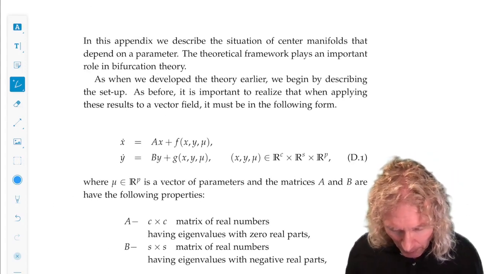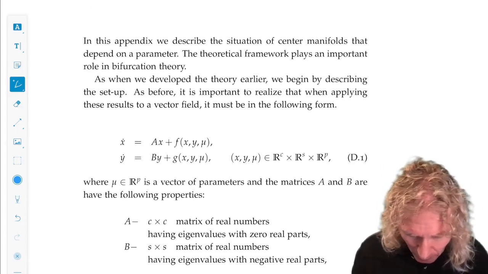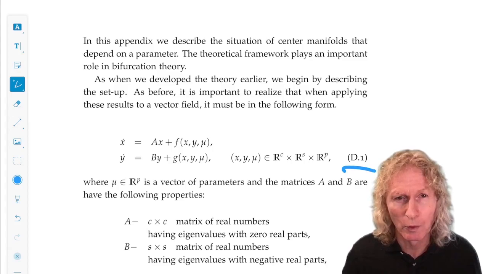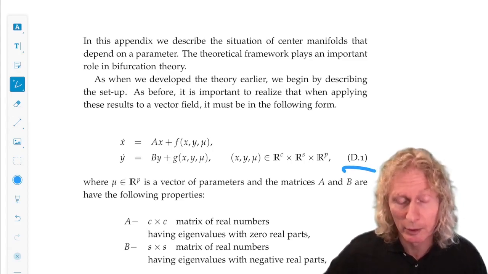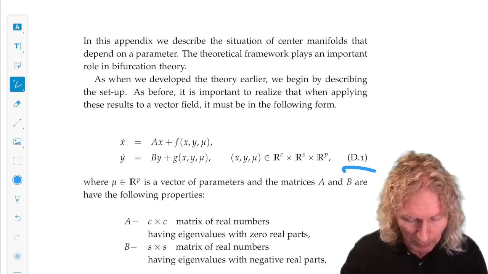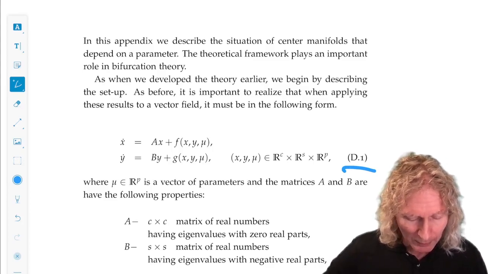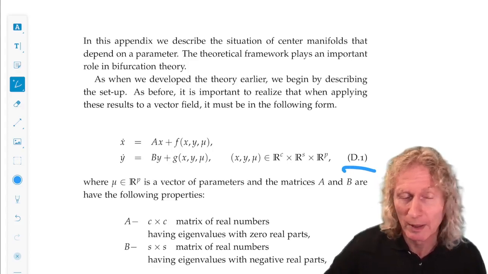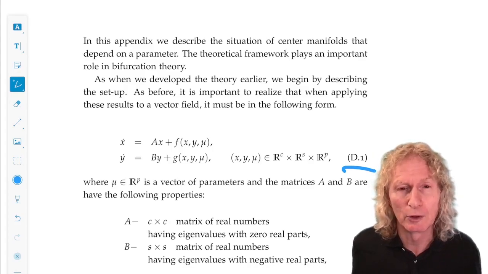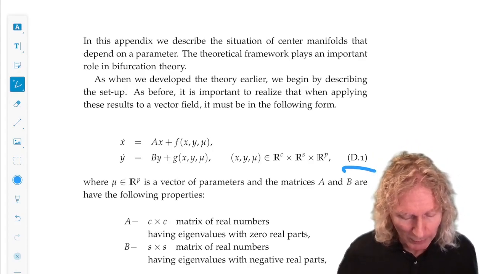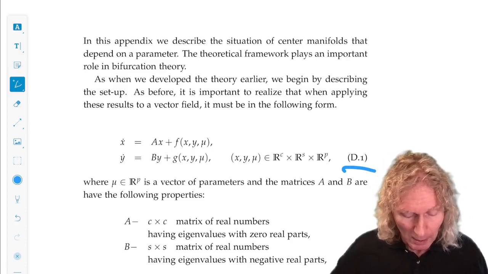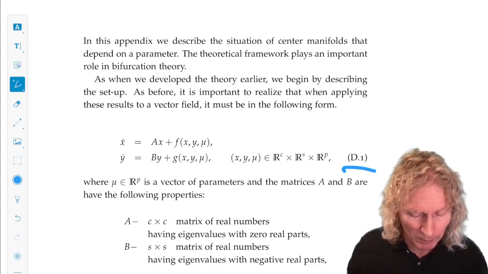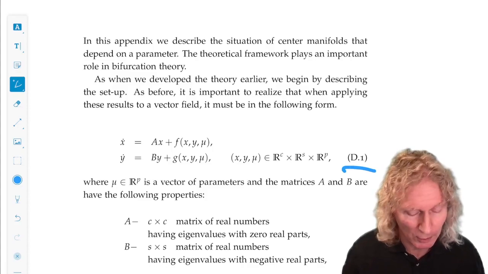So here's the setup. We can have more general setups, but this is a good place to start. D1. It looks exactly like the setup for center manifold theory that we developed in chapter 10, except for a little wrinkle that's going to get even more wrinkled as we go along. x dot equals Ax plus f of x, y, comma, mu. Mu is the parameter, a vector of parameters, p-dimensional, in R^p. y dot is By plus g of x, y, mu. And A and B are going to be constants. It may be possible to put parameters in them, but I'm not going to do that here.